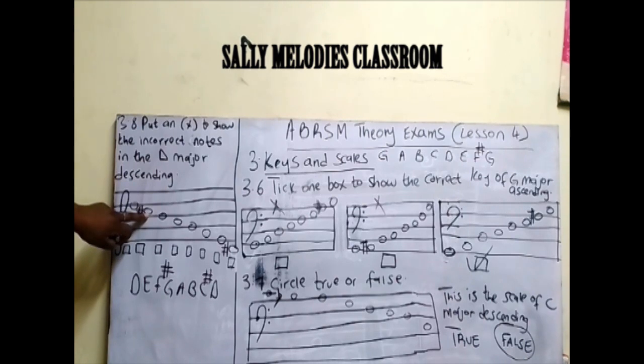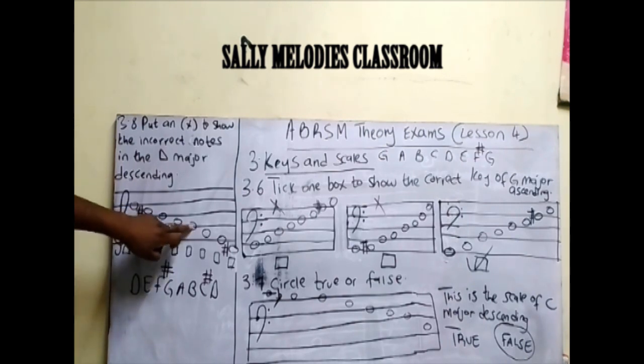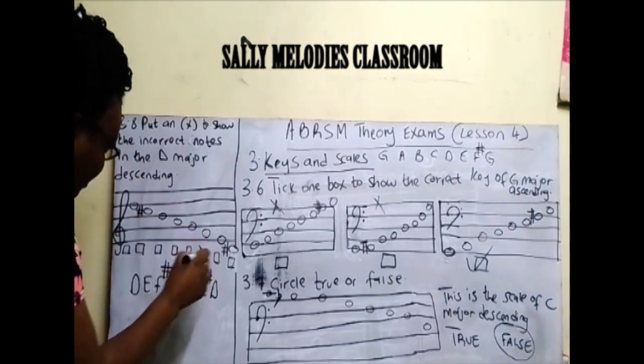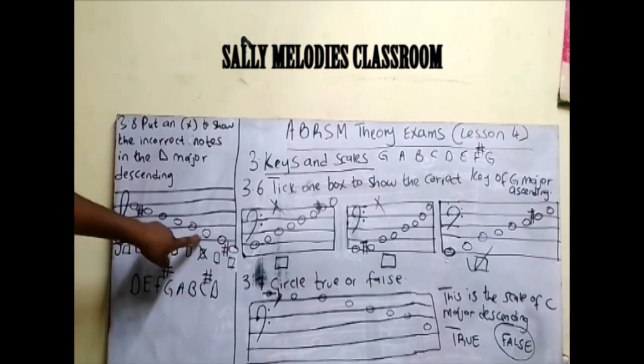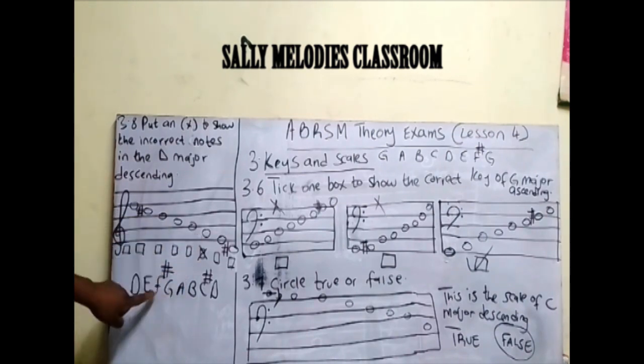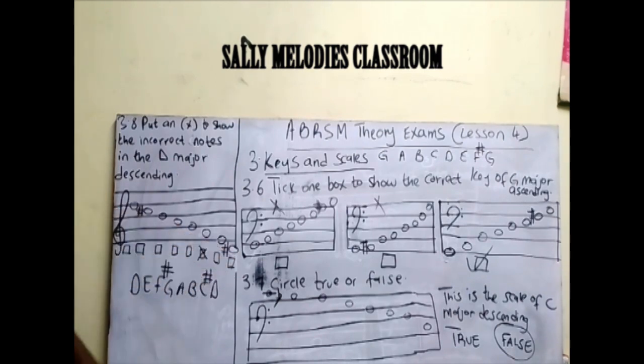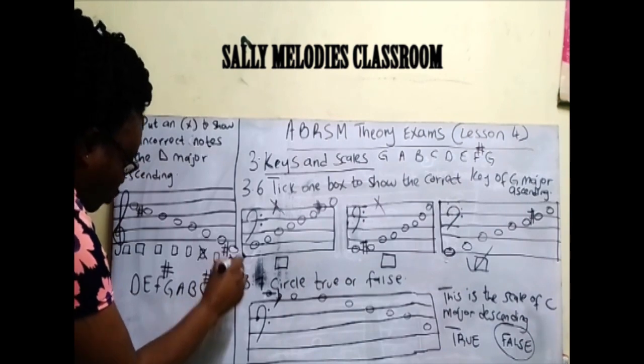And then this is B, then A, then G, then F. So you put your X there because that F was supposed to be raised and it has not been raised. And then you go to E, and then you go to D. So that D was not supposed to be raised.